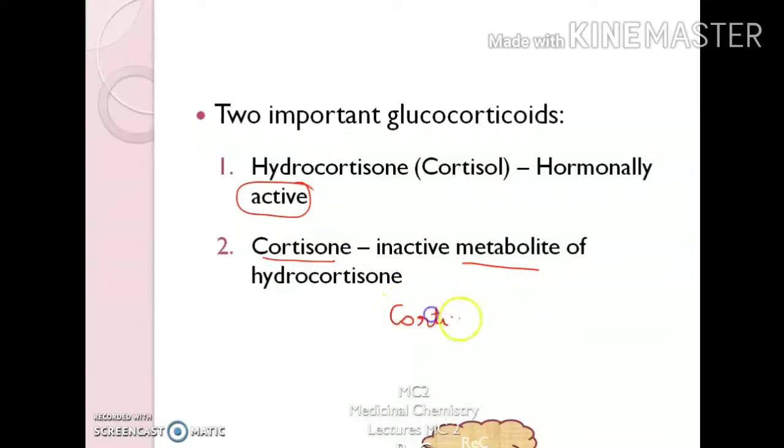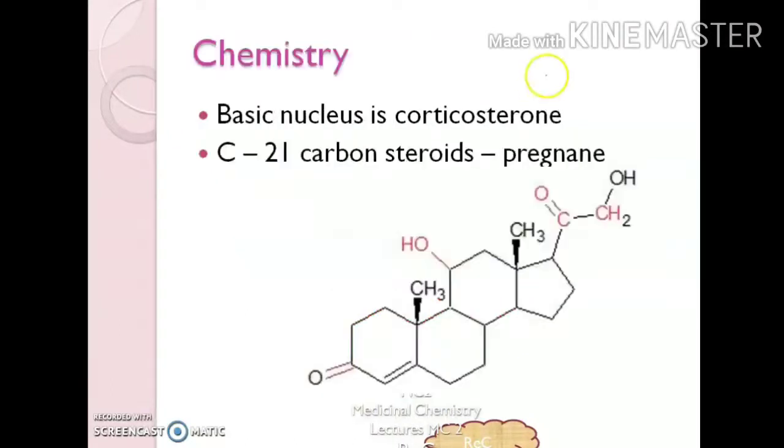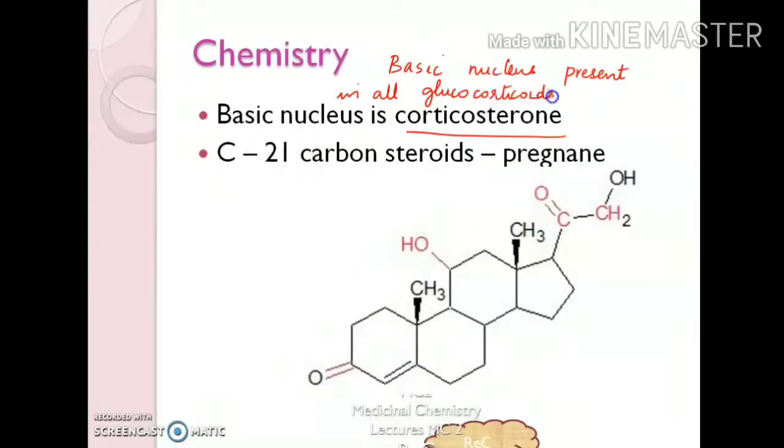Coming to the chemistry part, both hydrocortisone and cortisone contain the basic nucleus corticosterone. If you look at the structure of corticosterone, you can see that it is a 21 carbon atom nucleus. So the basic nucleus present is pregnane, 5 alpha pregnane.